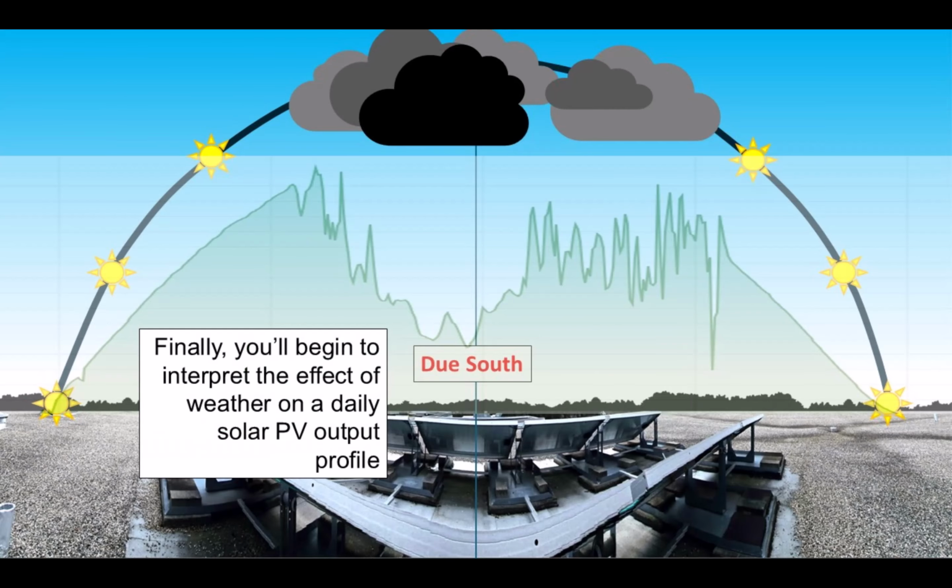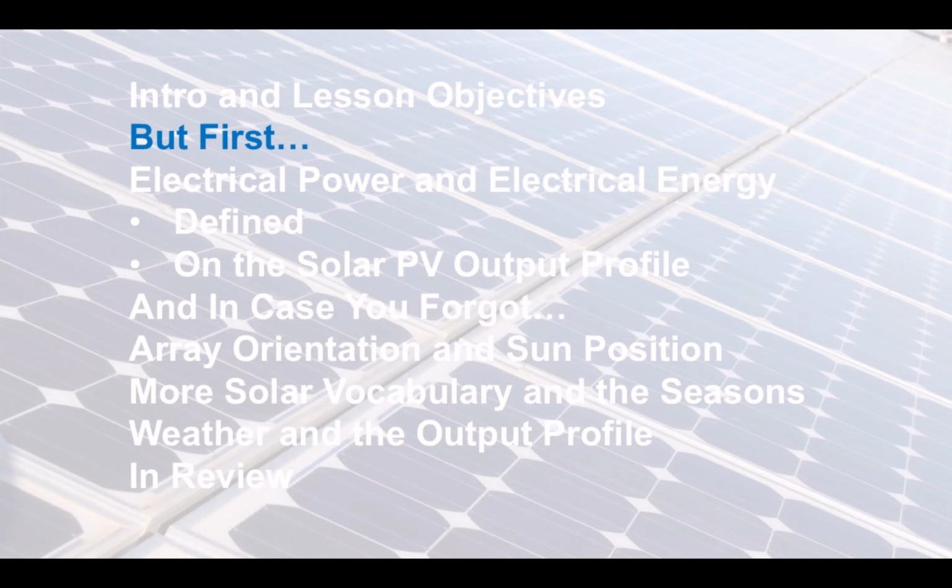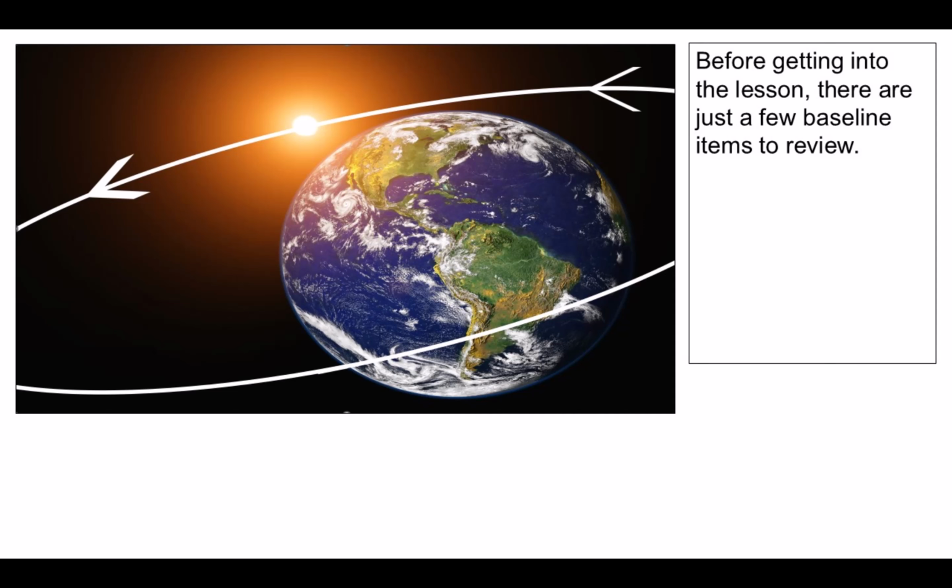Finally, you'll begin to interpret the effect of weather on a daily solar PV output profile, a type of profile you'll be using regularly from the lessons that follow in What's on Our Roof. But first, before getting into the lesson, there are just a few baseline items to review.